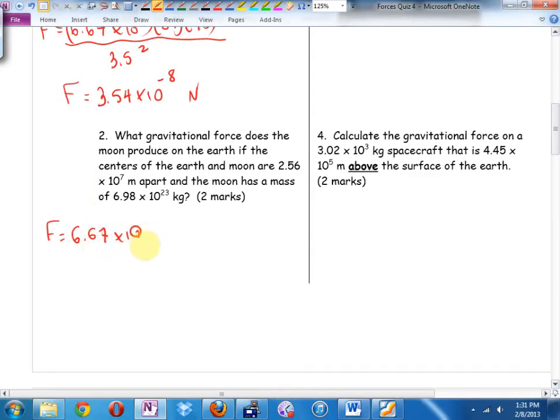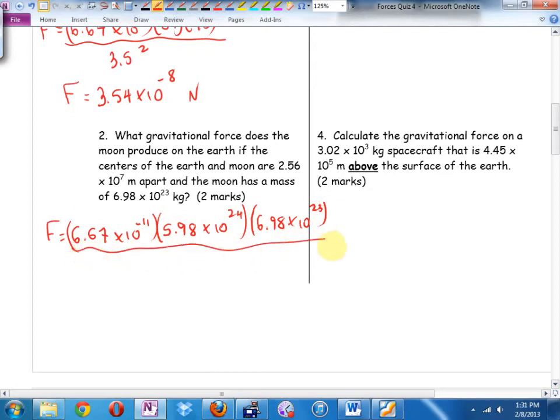6.67 times 10 to the negative 11. First mass, Earth. Second mass, moon. Divided by distance between them, squared.